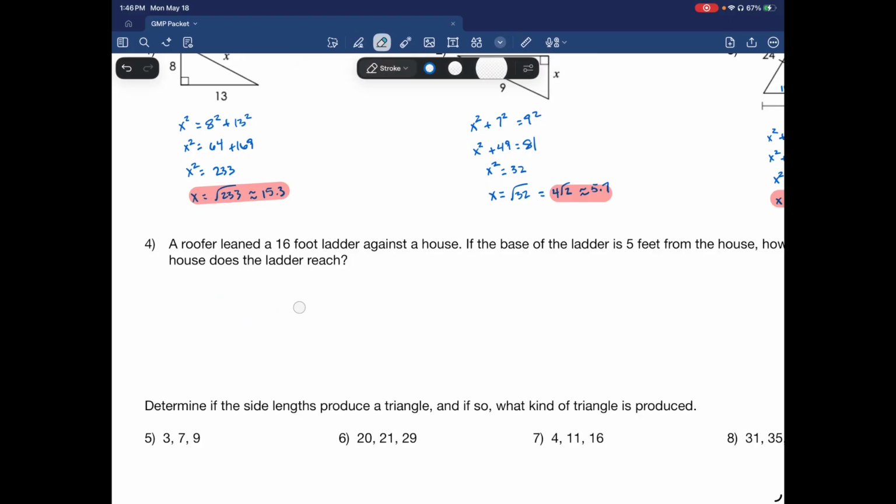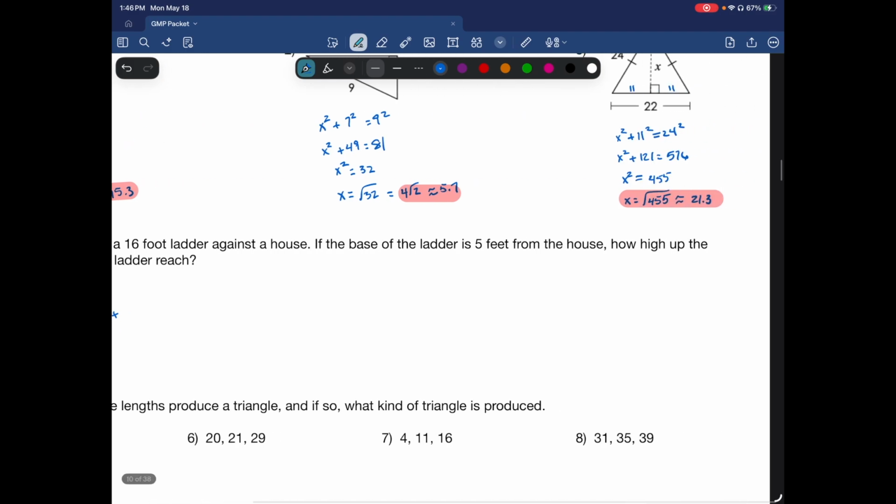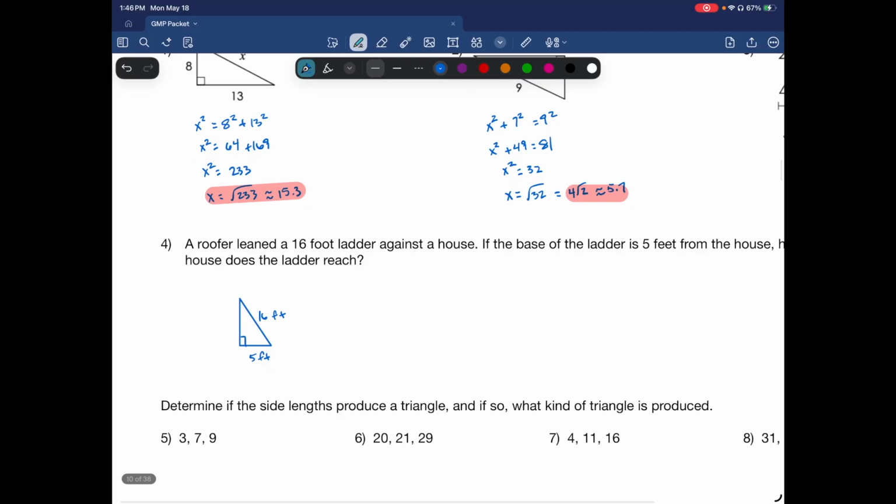Some students get really freaked out if you don't draw the triangle even somewhat to scale. So let's redraw that. 16 feet. This would be 5 feet. And then how high up the house does the ladder reach? So I'm looking for this right here. So draw your picture, set it up, and that kind of indicates to you how your Pythagorean theorem should be set up, which side is missing.